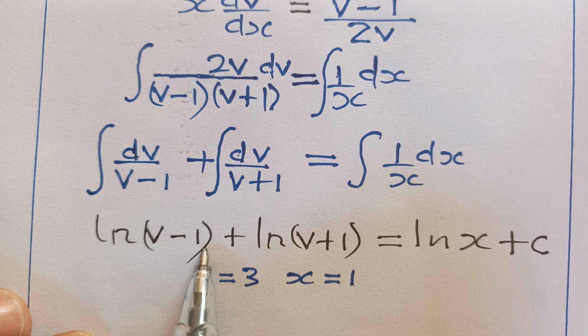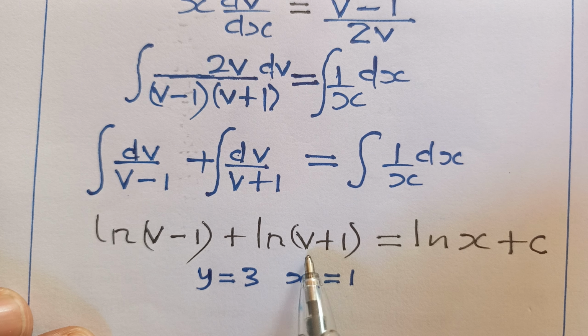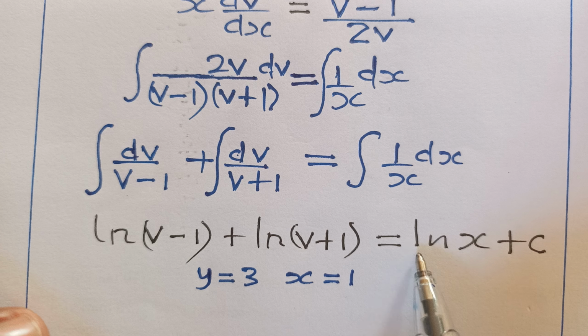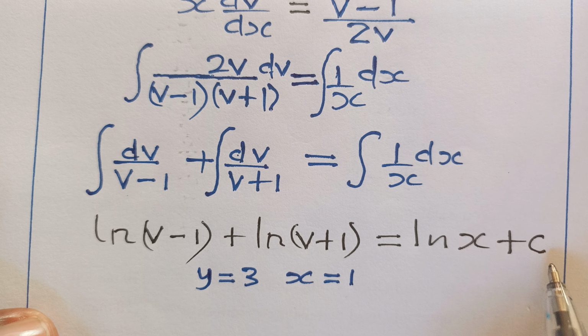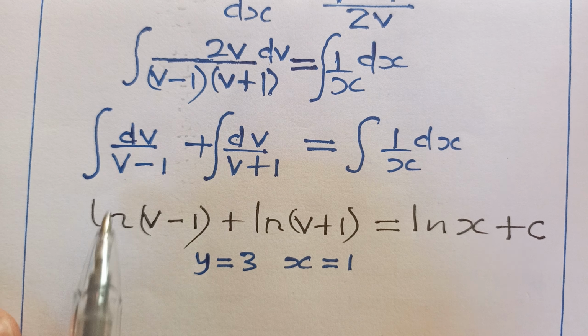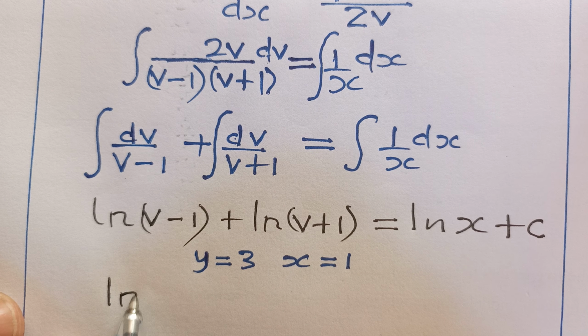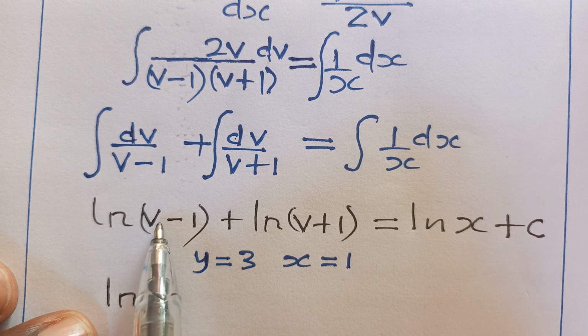Integrating, this is now what we get: ln (natural log) of v minus 1 plus natural log of v plus 1 equals natural log of x plus c. Guys, we are given the condition y equals 3 and x equals 1. And so we can convert these back to v equals y over x.